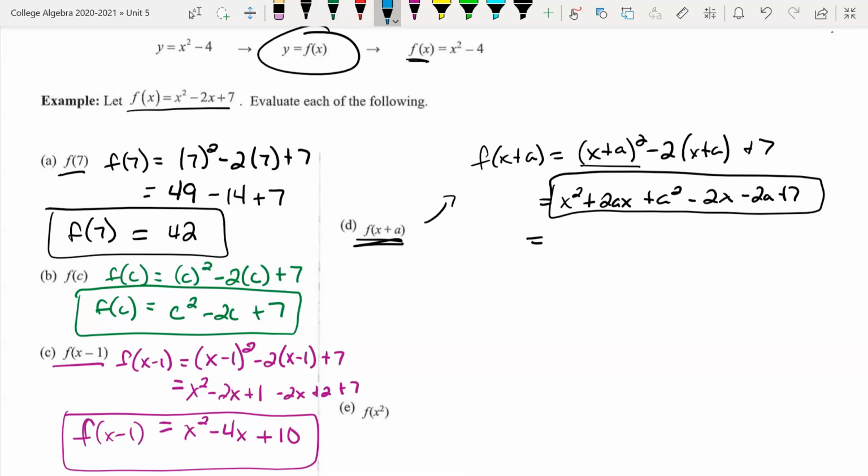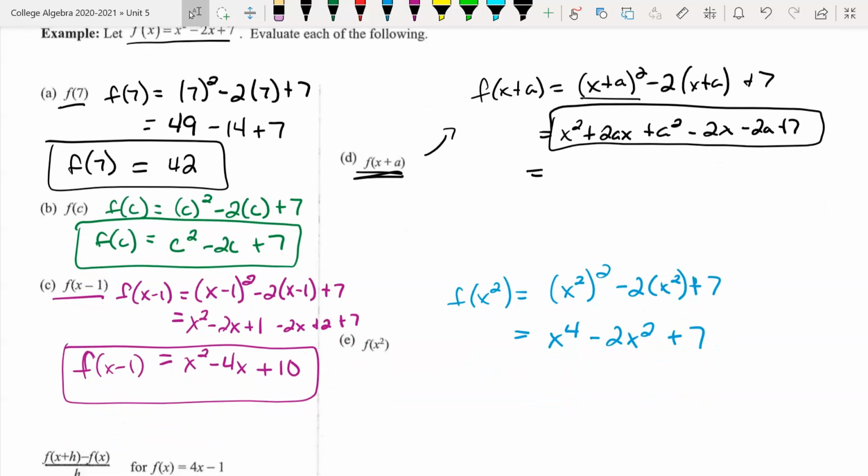And then lastly, kind of end on an easier one, f of x squared. You're still squaring it. So I'm going to get x to the 4th minus 2x squared plus 7.